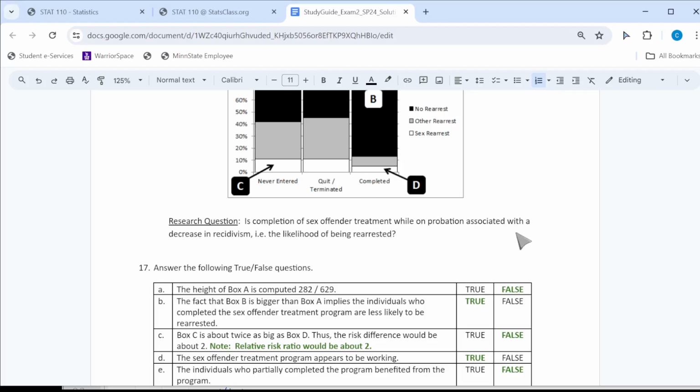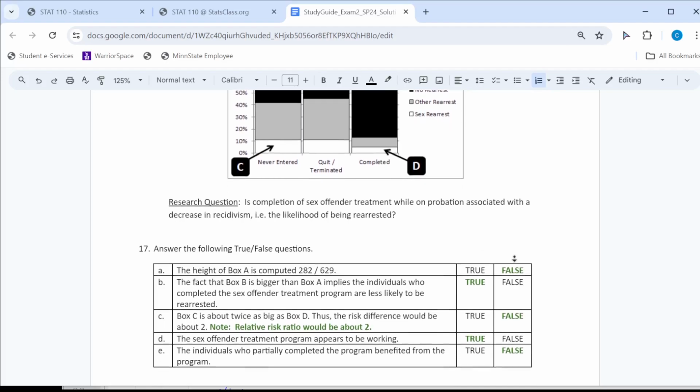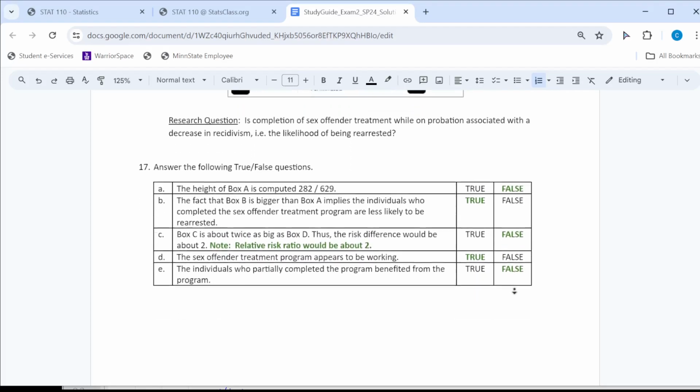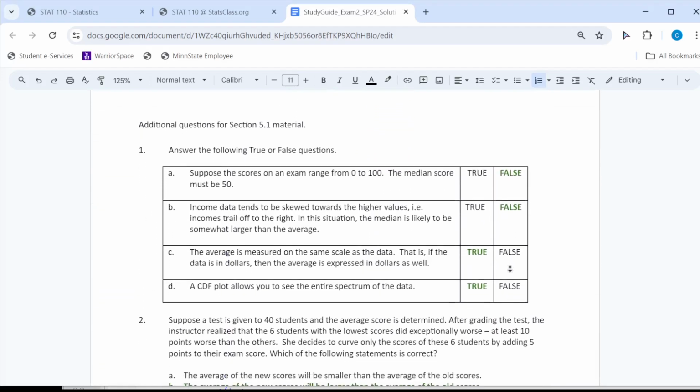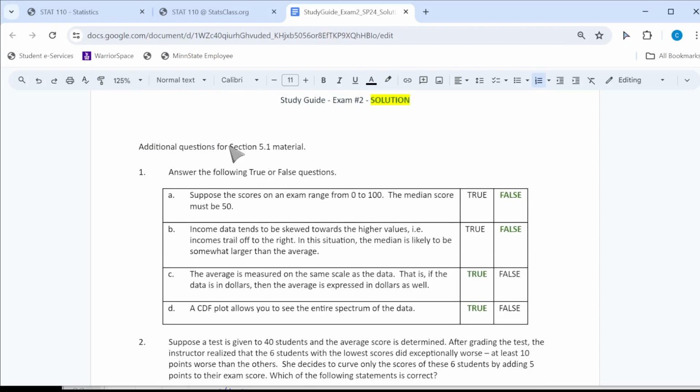Okay. Treatment program appears to be working. Yep. This over here, those that completed the program, I had a lot more not rearrested there, so that's good. Okay, the last here is just some extra questions from the section from 5.1 material.